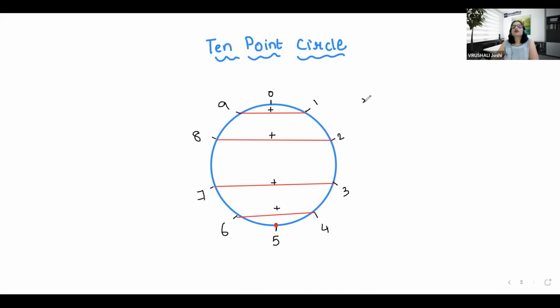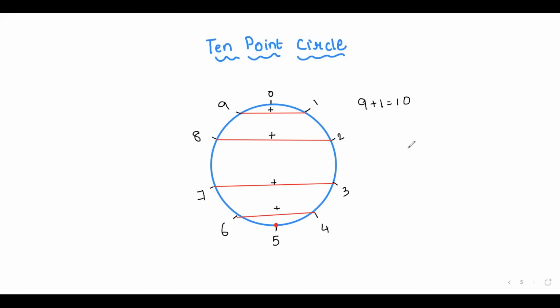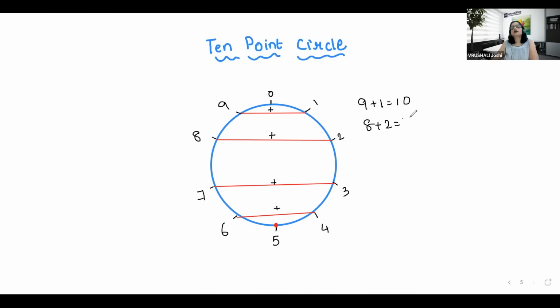So like we saw the complement of 10, we have 9 plus 1 is 10. We have 8 plus 2, 10. 7 plus 3, 10. 6 plus 4, 10. And 5 plus 5, 10. 5 is its own partner. 5 is a self-dependent number.